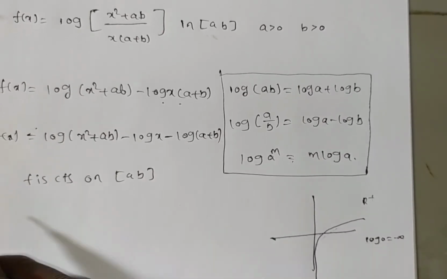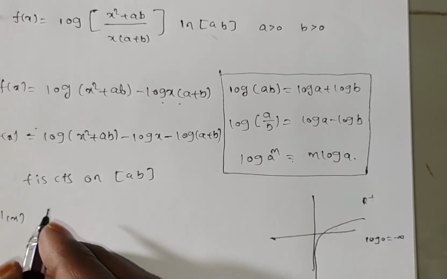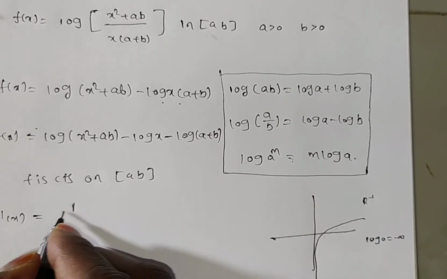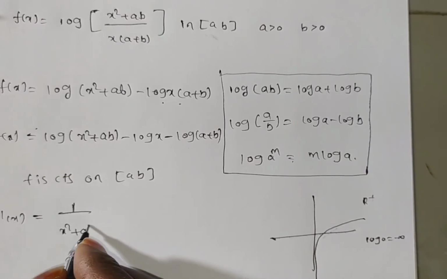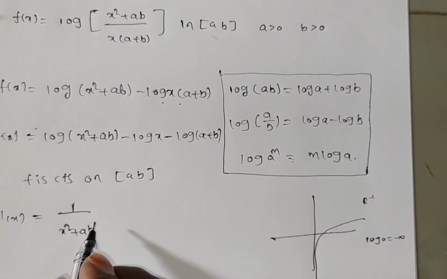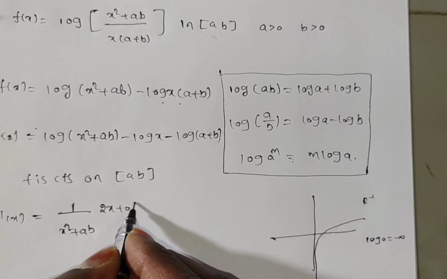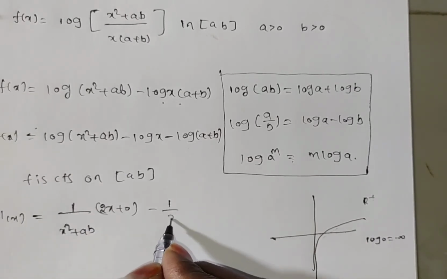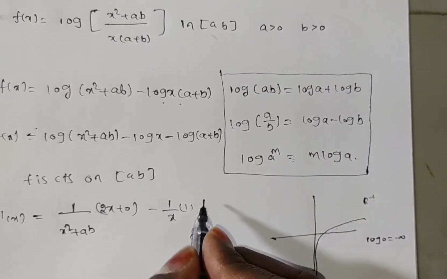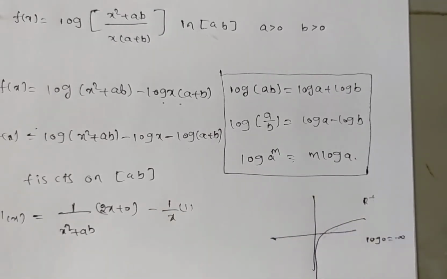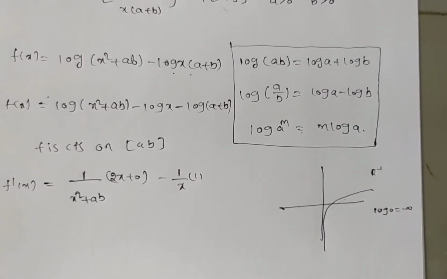Right. Next one, f dash of x. We have to verify whether f is differentiable or not. F dash of x, that is log derivative, 1 by x square plus ab, times the inner derivative. The derivative of x square plus ab is 2x plus 0. Minus log x derivative is 1 by x into inner derivative 1, plus the constant derivative. Log of a constant is a constant, and a constant's derivative is what? 0. There is no change. Rate of change is 0.